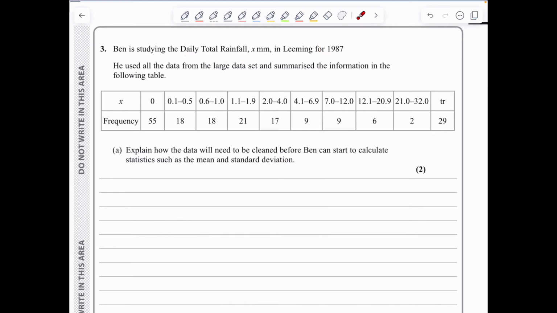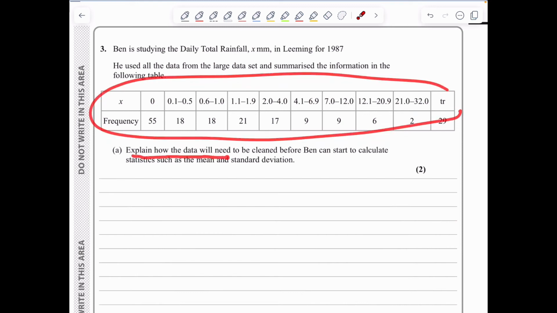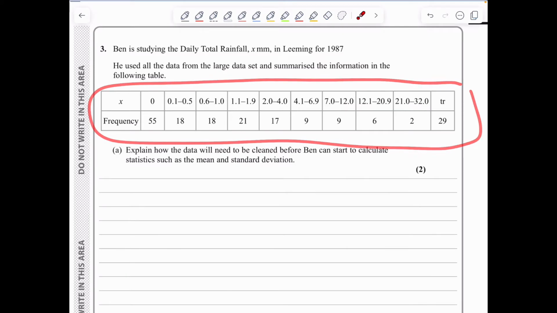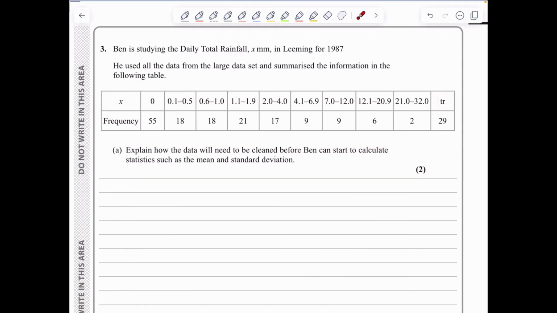So this is a question on the large data set. We've got the data summarized here, and we need to explain how the data will need to be cleaned before Ben can start to calculate statistics such as the mean and the standard deviation. Looking at the frequency table here, we can see the TR. This is a trace of rainfall, which means it's something less than 0.05 millimeters, and we know that this will effectively be treated as 0. So all we need to do is state that the TR will be treated as 0.